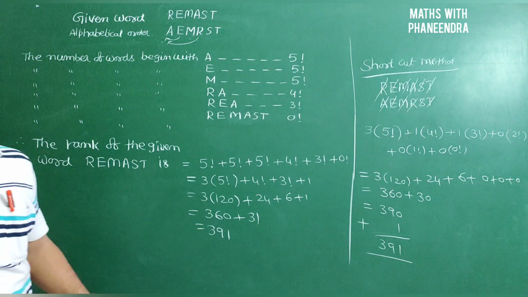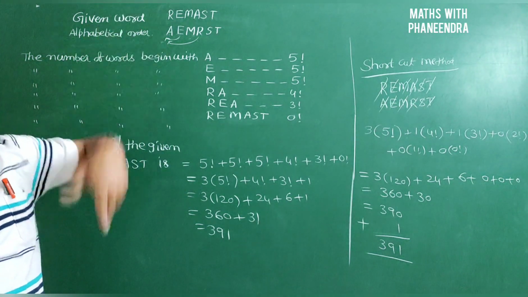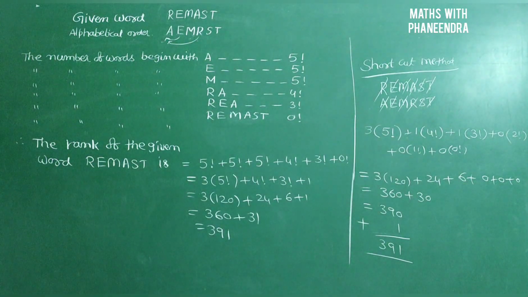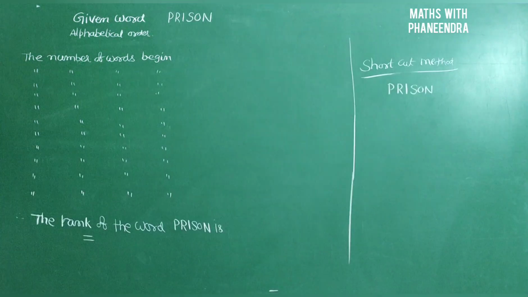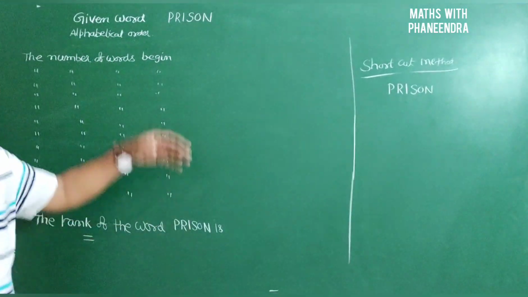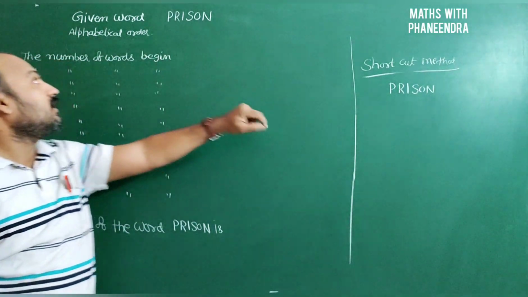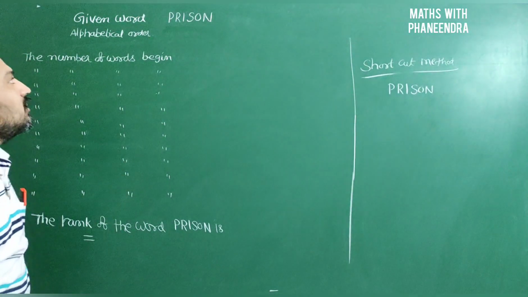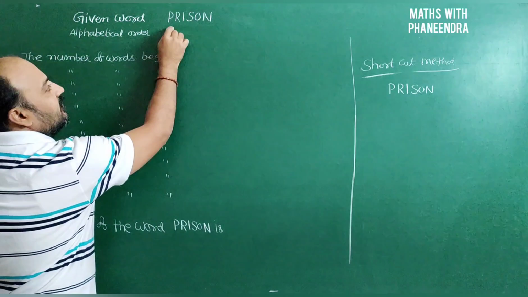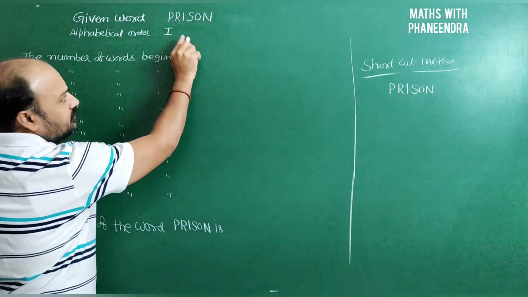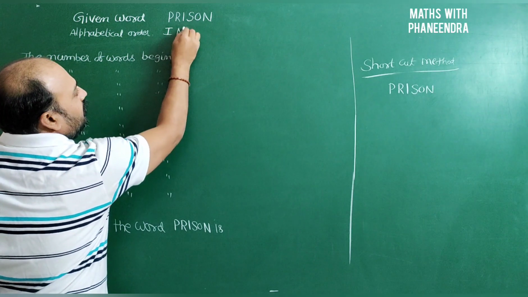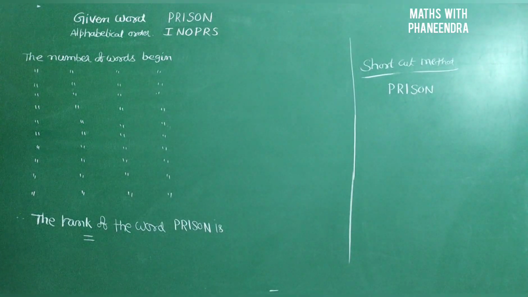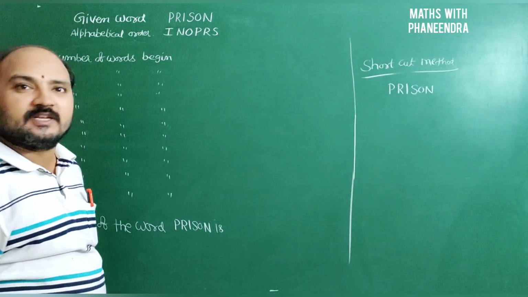In the next word, we are taking CYPRON and PRISON. For both words we are going to calculate the ranks. So the next word is PRISON. For the complete word PRISON, first you have to write the letters in alphabetical order: I, N, O, P, R, S. That's all. This is the alphabetical order for the given word PRISON.